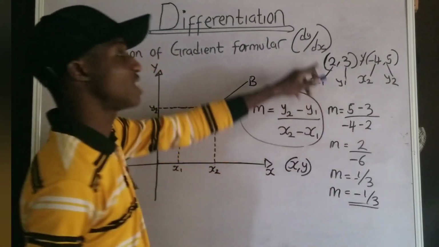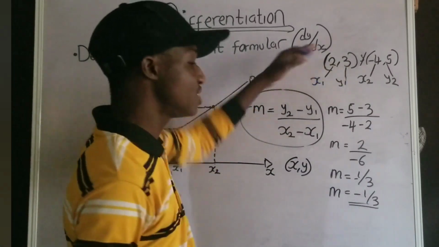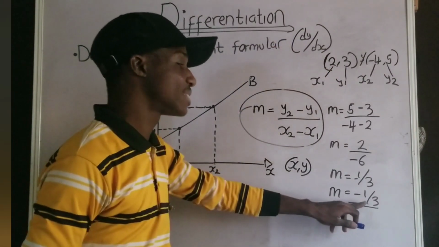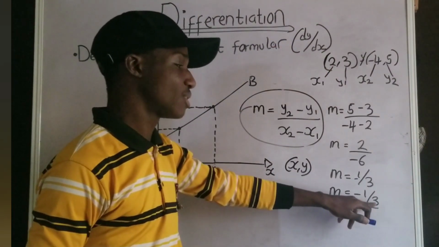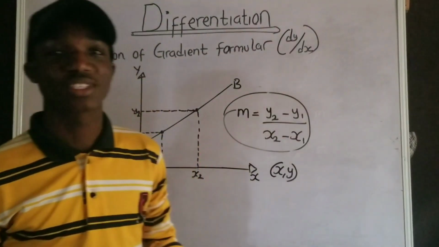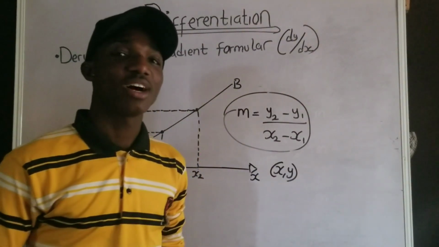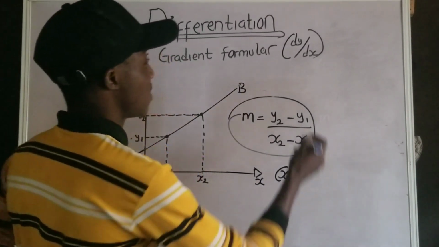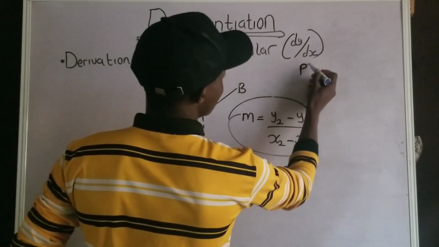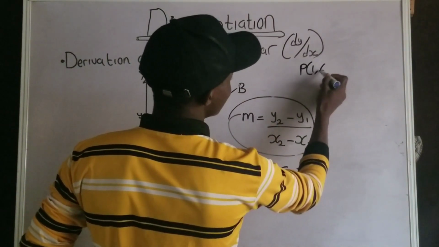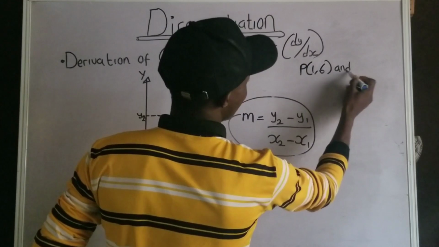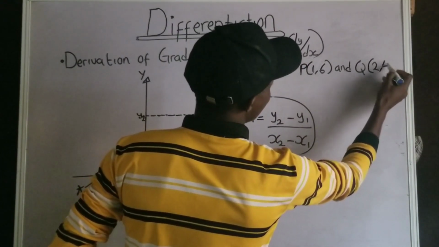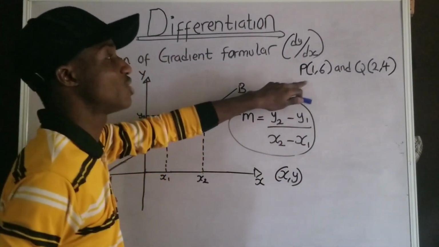So the gradient of the straight line joining these points is minus 1 over 3. Let's have another practice question. Let's assume that you are told to find the gradient of a straight line joining the points P (1, 6) and Q (2, 4).